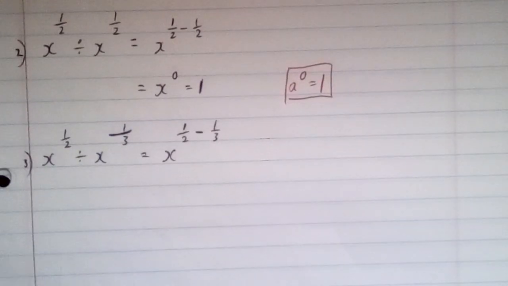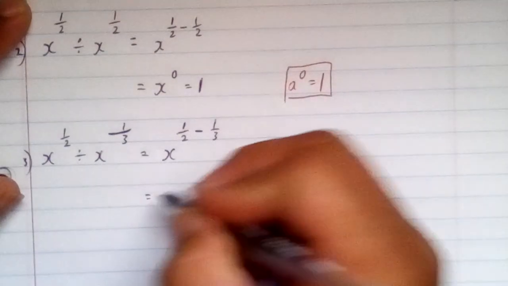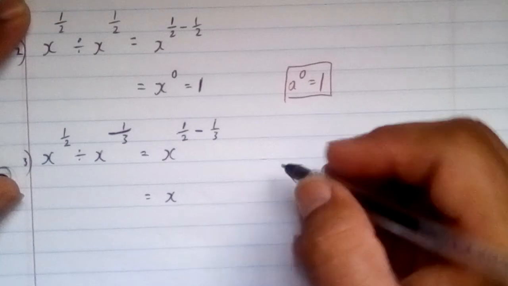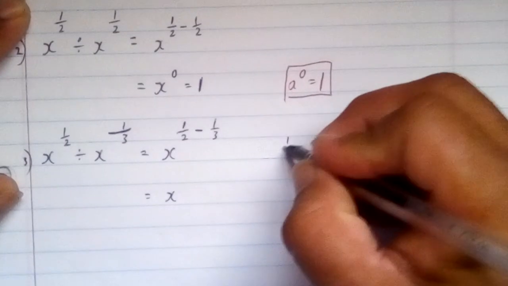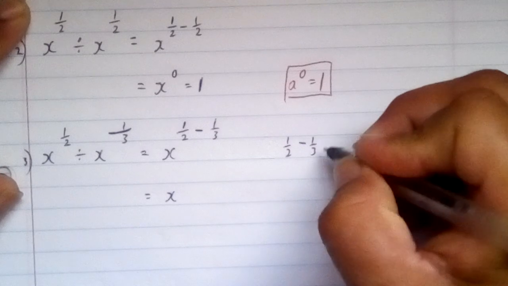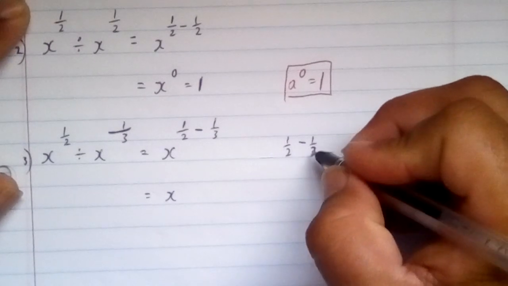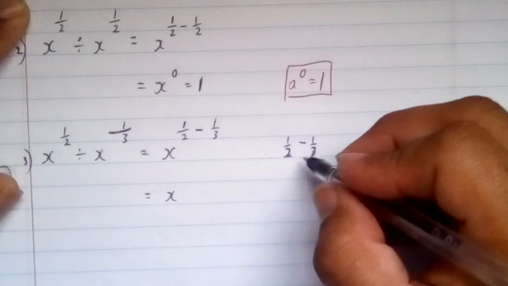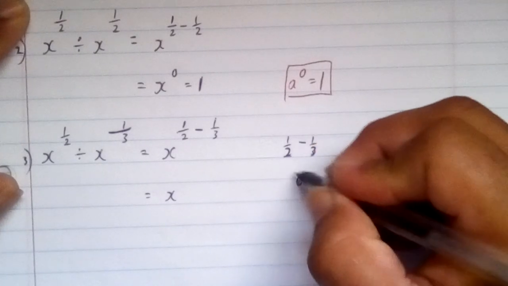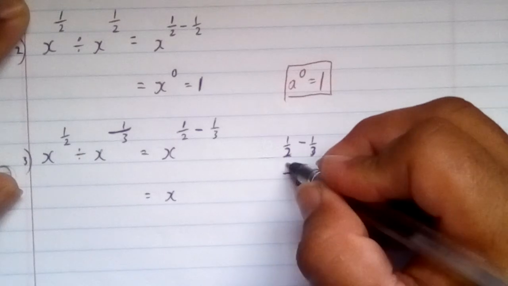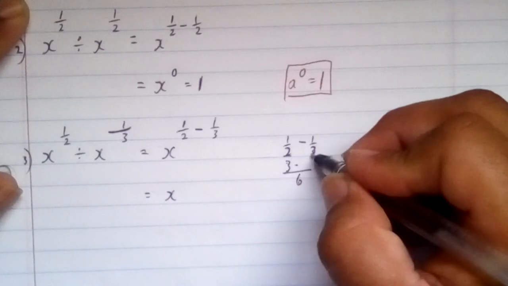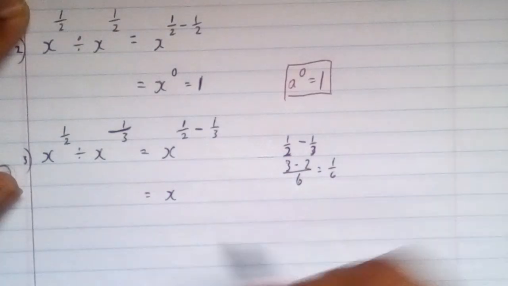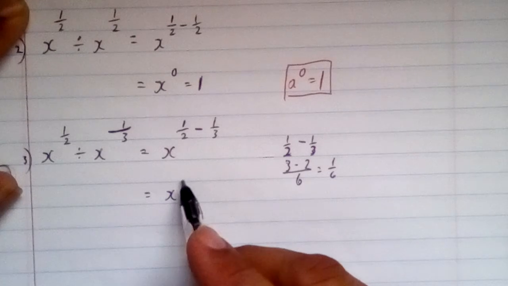Because the working here will be jumbled up, you can do this working on the side, and that is acceptable. You have 1/2 take away 1/3. Go back to the rules of subtracting two fractions. We look at the LCM, which in this case is 6, and we say 6 divided by 2 is 3 times 1 is 3, 6 divided by 3 is 2 times 1 is 2, which then gives us 1/6. Therefore our power here will be 1/6.